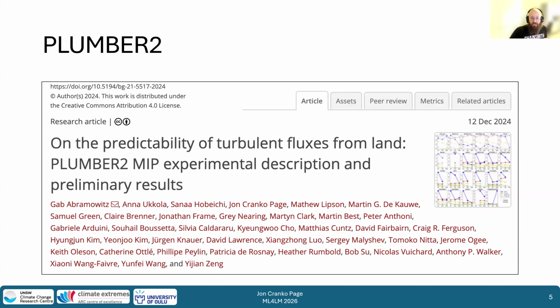So PLUMBER2, the first paper for this came out in 2024, the very end of the year, led by Gab Abramowitz, as I said, a variety of people from the Climate Change Research Center, and then a wide variety of co-authors who are mostly based in model development centers and provided the model outputs.